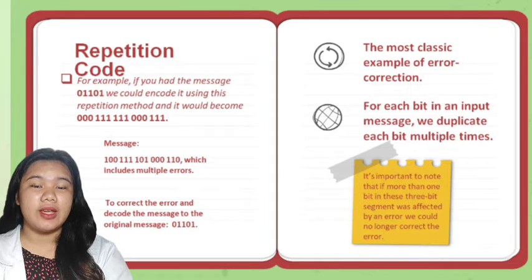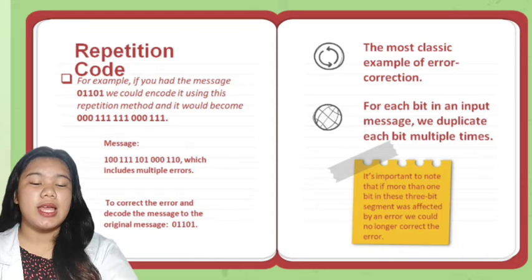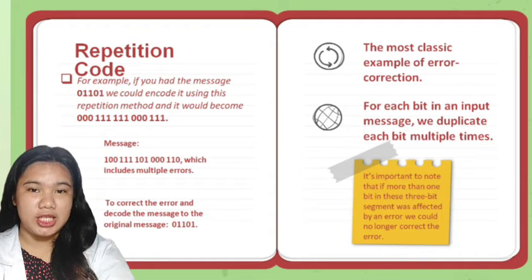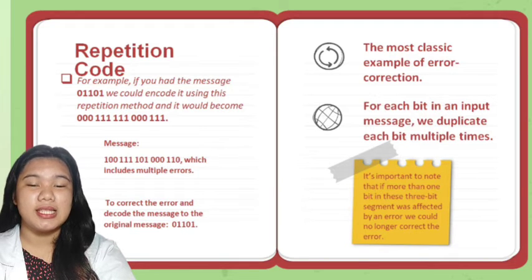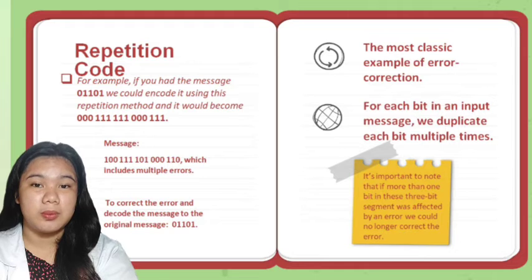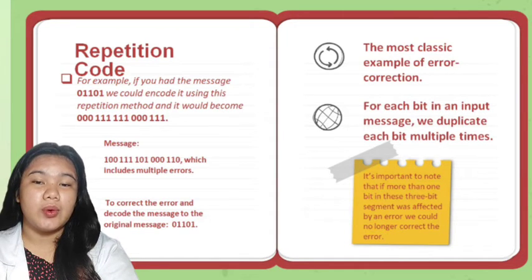Repetition code. So we have here an example of a repetition code. If you had a message 01101, we could encode it using the repetition method, and it would become 000111111000111. As we can observe, the original message, each bit is repeated 3 times. Okay, so now we have another message, 100, 111, 101, 000, 110, which includes multiple errors.